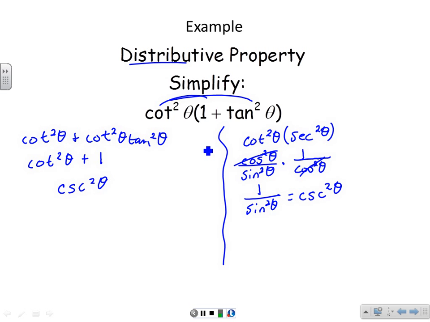So you can see there's a bunch of different ways that you can go. It's just whatever comes to your mind. If the distributive property is what you see, then go for that. If you can't see that cotangent square theta and tangent square theta are reciprocals of each other, and when you multiply reciprocals you get 1, then go ahead and change it to cosine and sine and then multiply them out, and you'll get 1 anyway. Everything will cancel out to 1. So you take the route that you need to take.